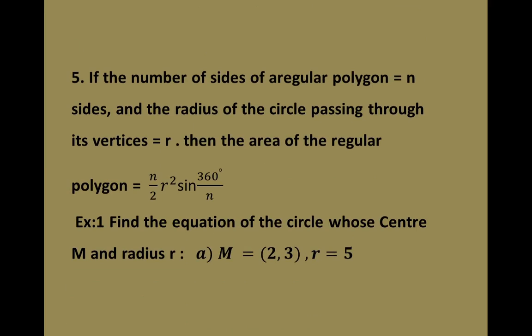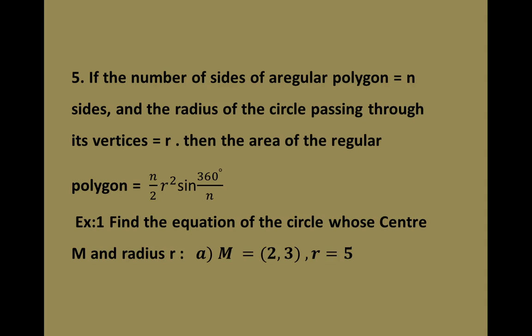If the number of sides of a regular polygon equals n sides and the radius of the circle passing through its vertices equals r, then the area of the regular polygon equals n over 2 r squared sine 360 over n.